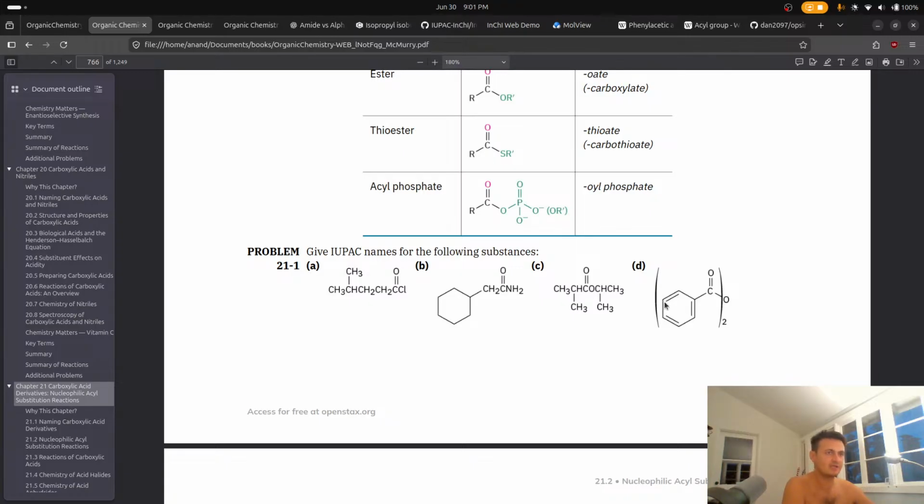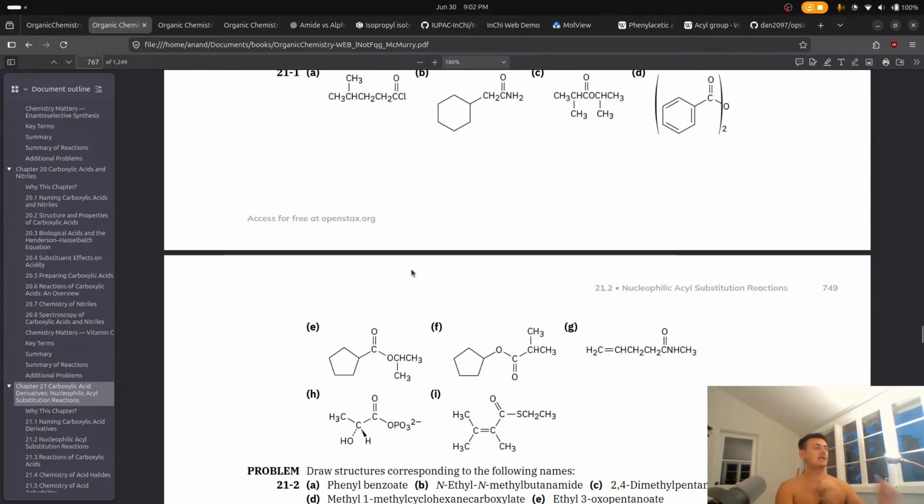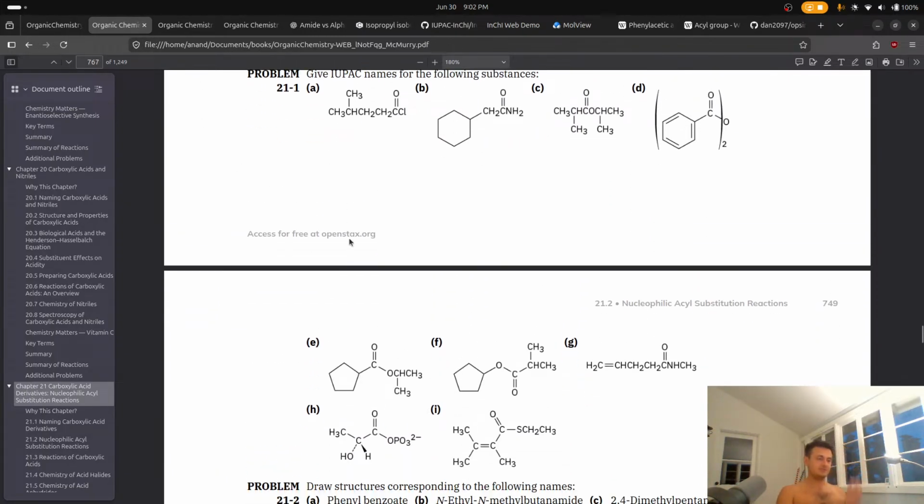So wait, how do we name anhydrides actually? To name anhydrides. So this is benzoic acid, right? So then this should be benzoic anhydride, right? So we have a phenyl, C double bond O, O. And then I believe this 2 just means that it's symmetric. So then this would be benzoic anhydride. Did I get it right? Oh, wait, we have way more of these.